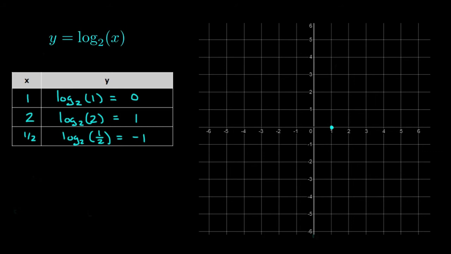So once we plot these points, we'll get a pretty good picture of what our function looks like. So when x equals 1, this log outputs 0. When x equals 2, this logarithm outputs 1. And when we input a half, our log function here outputs a -1.